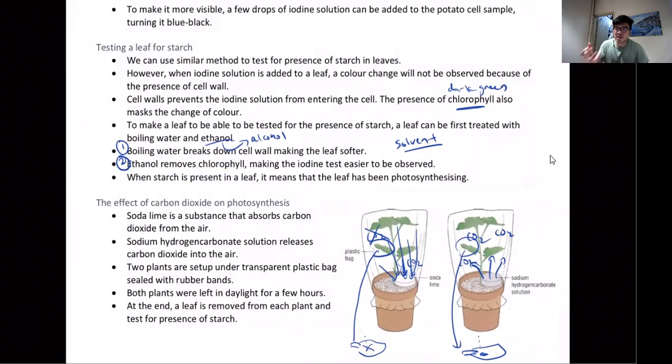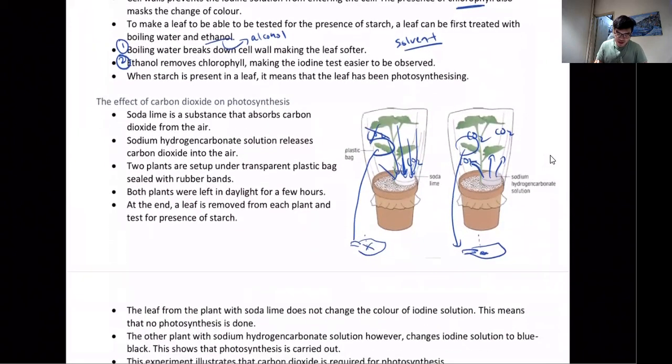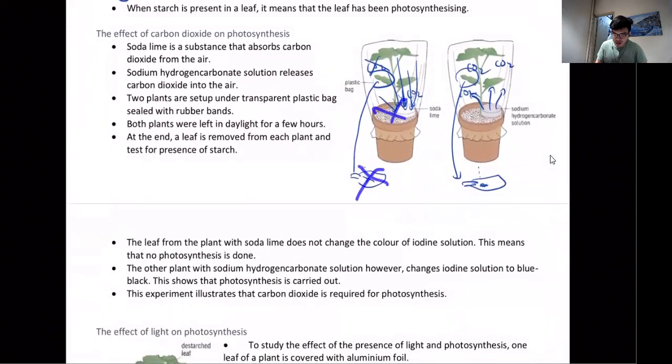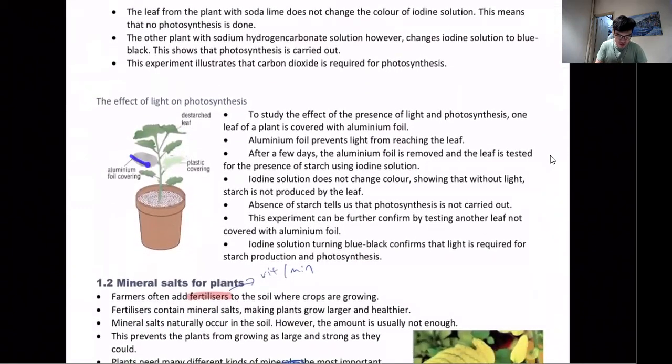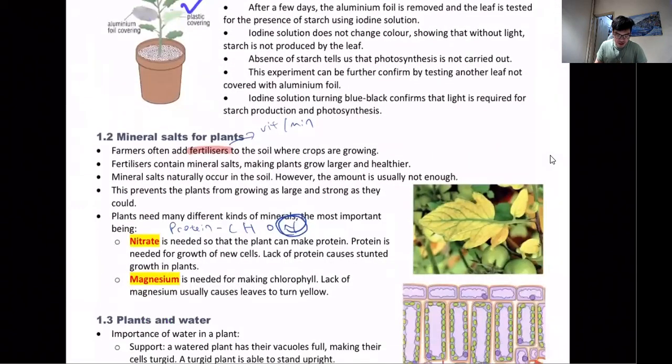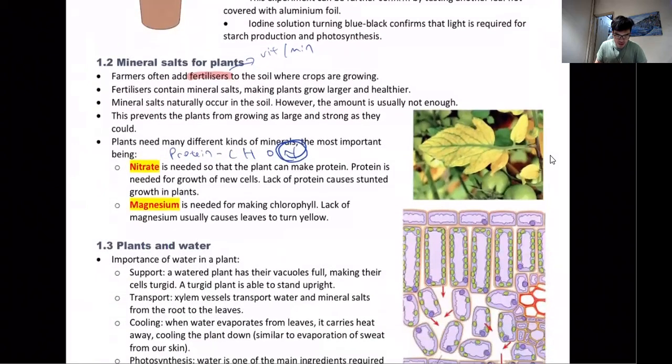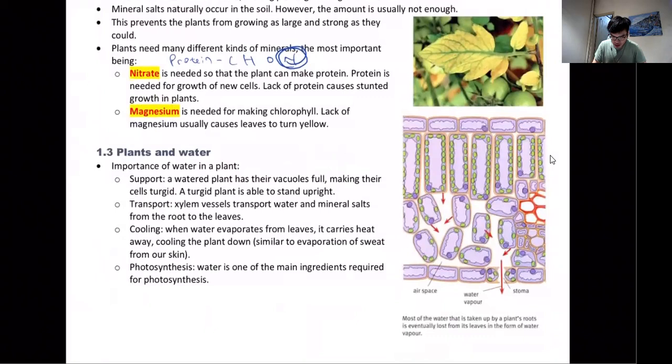So when you do this, the leaf has no more color, and only then can you do the iodine test and see something. If there's no carbon dioxide, the leaf won't change color. The one with carbon dioxide will change color. The one with no sunlight won't change color. The one with sunlight will change color. Okay, and as I said last week, plants need fertilizer. The two main fertilizers are nitrate and magnesium.